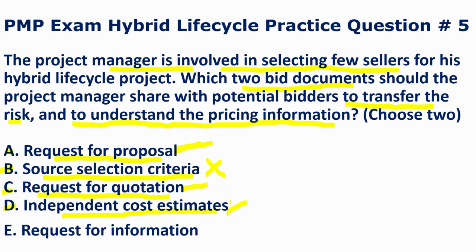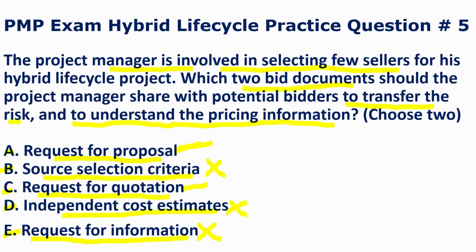Let's evaluate option E, which states that the project manager should select request for information. Friends, this option is useful to get information about goods and services to be acquired for the project. So this is not the best option for this question.